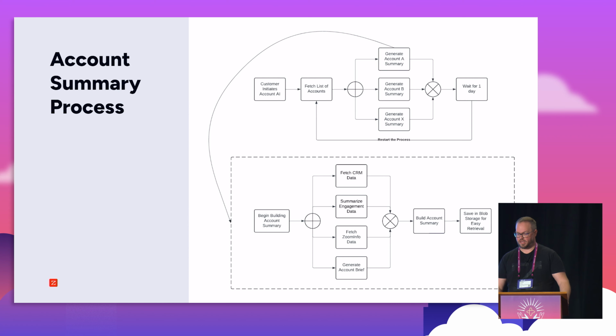And so we came up with an initial workflow design that was pretty simple, where we fetch a list of accounts that we want to build these summaries for. We then start a process for each account, fetching all of the data for that account, building the account summary, and then we store it. This is all running as a background process, so we can store the account summary for easy and quick retrieval for in-time user applications.